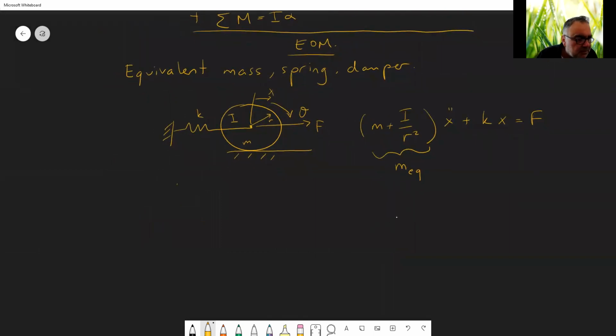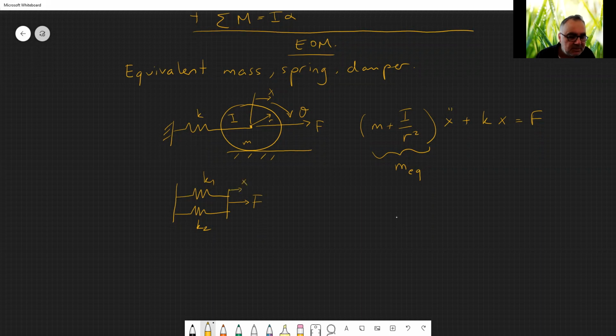On the other hand, for example, if you have two springs connected like this, let's say K1 and K2, if these springs are parallel, you pull it with an x, f, and this is x. Obviously, f is going to be equal to K1 plus K2 times x. So you can say that this is the equivalent spring of this system.